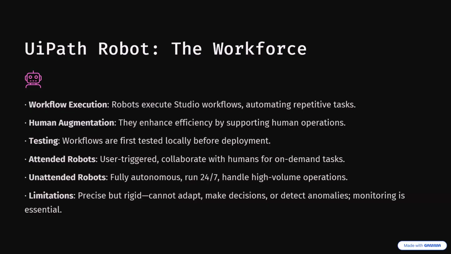UiPath robots are incredibly fast and precise, but they only do exactly what we tell them. No common sense, no second thoughts. If your workflow has an error, the robot will repeat that error 1,000 times without realizing it. They can't adapt to sudden changes, can't make judgment calls, and won't spot a security risk. That is why it's critical to design and test them carefully and keep on monitoring their work.